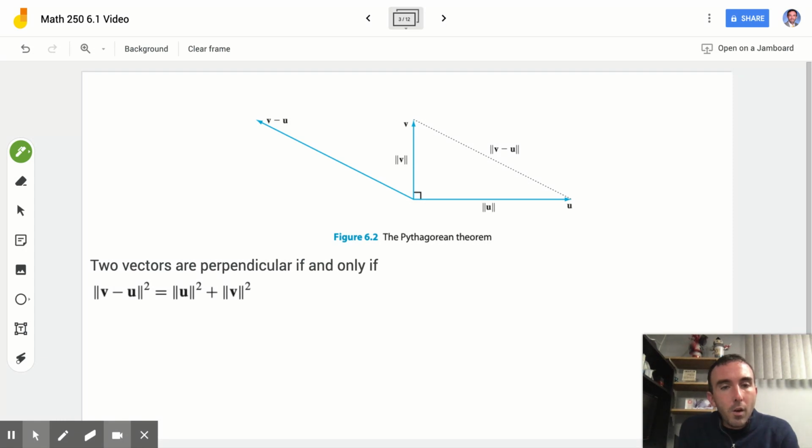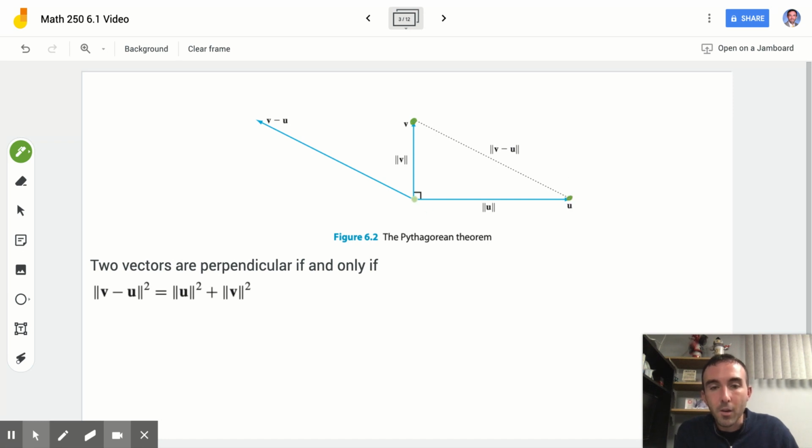Here's a way to understand the Pythagorean theorem using vectors. In high school, you learned the Pythagorean theorem as a squared plus b squared equals c squared, assuming we had a right triangle. We can apply similar logic to vectors. If I have a vector u and a vector v that meet at a 90-degree angle, and I would like to find the distance between those two vectors, again, we can mimic the same argument.